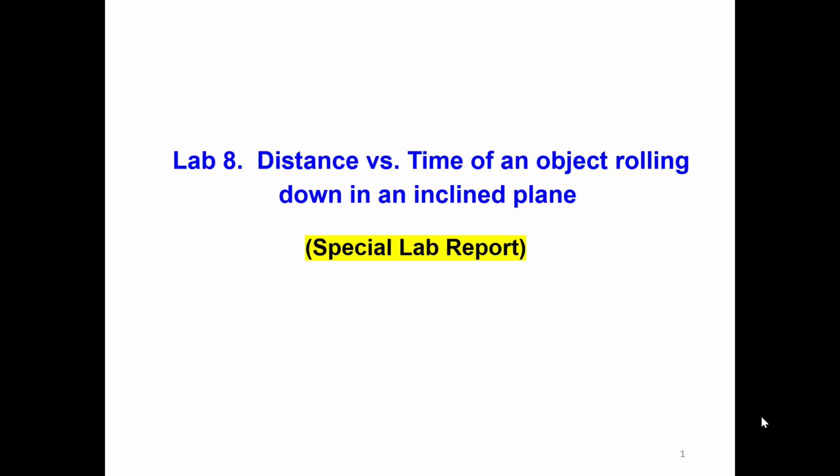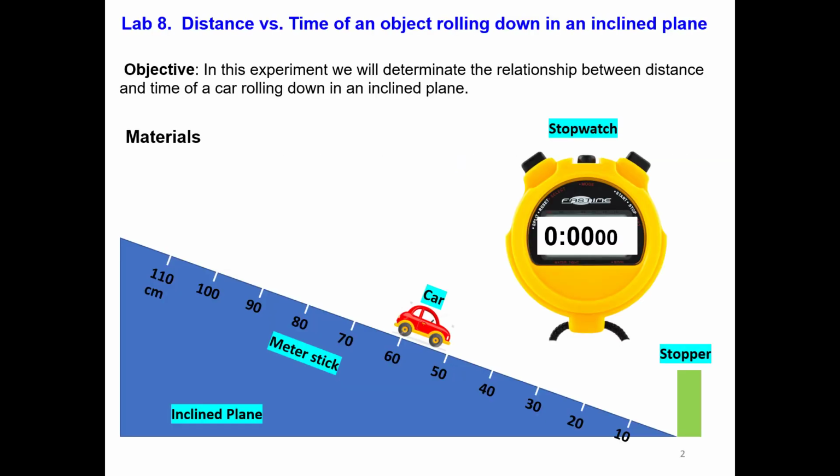Today we are going to talk about Lab A, which is distance versus time of an object rolling down an inclined plane. This is one of the labs that corresponds to the special lab report. In this experiment, we want to determine the relationship between the distance the car travels on an inclined plane and the time it takes to move that distance.